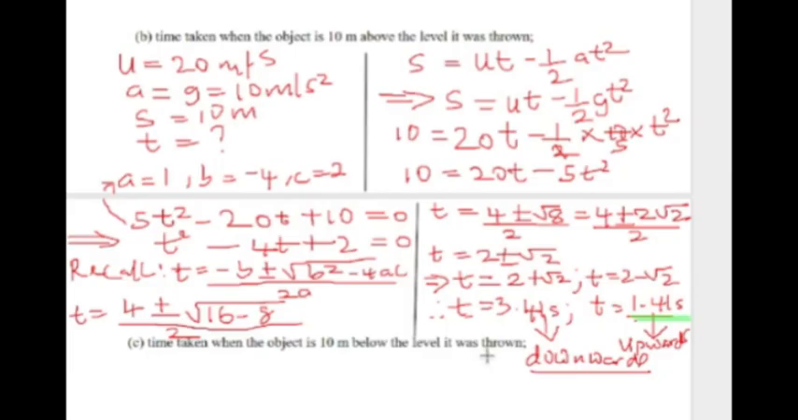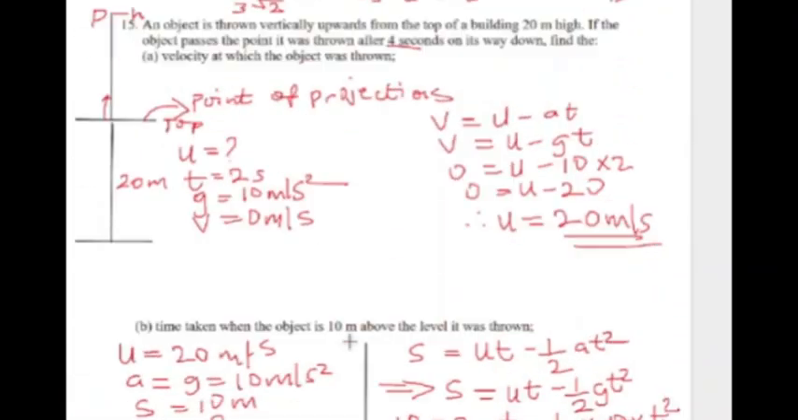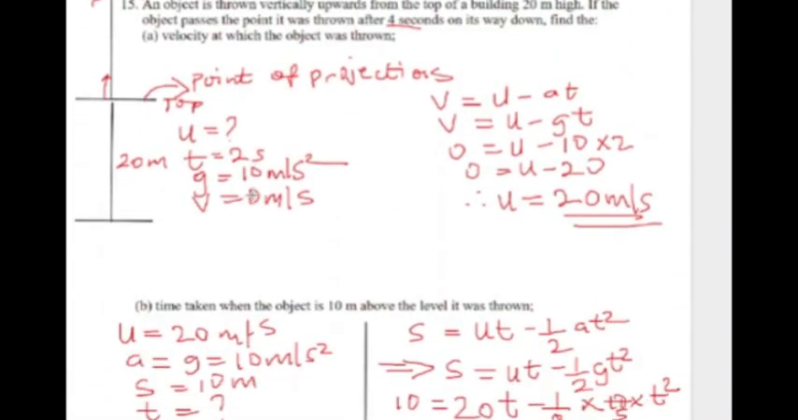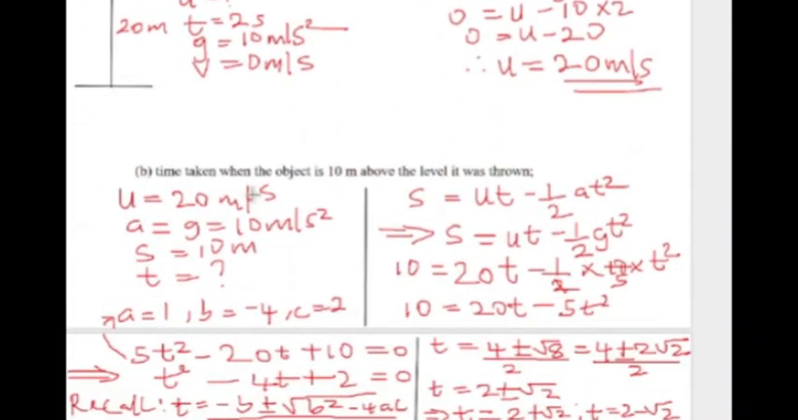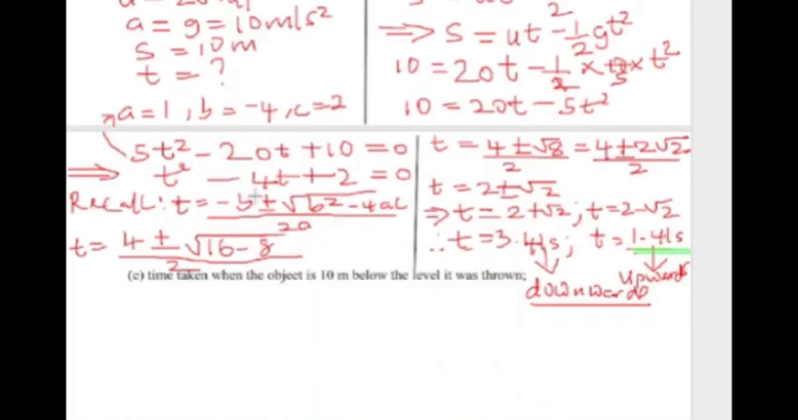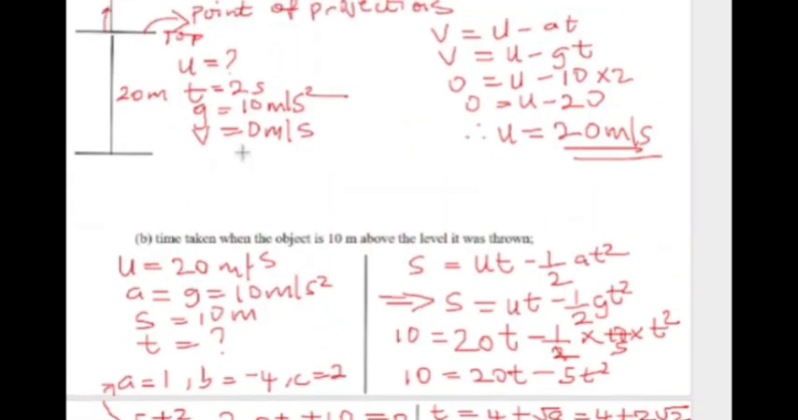Okay, now the next question is the time taken when the object is 10 meters below the level it was thrown. So what do we do in this particular question? Let's get our data. Now, from this point, we need to get something. It's 10 meters below the level it was thrown. So we already know that here is this point, here is 20 meters.